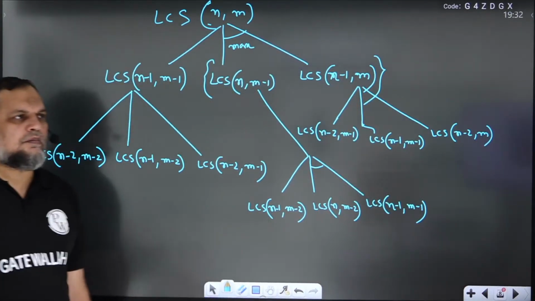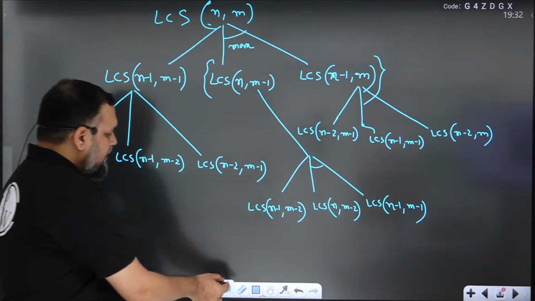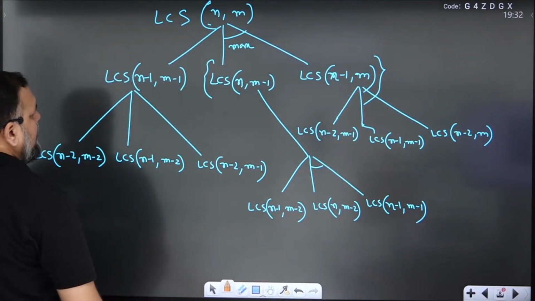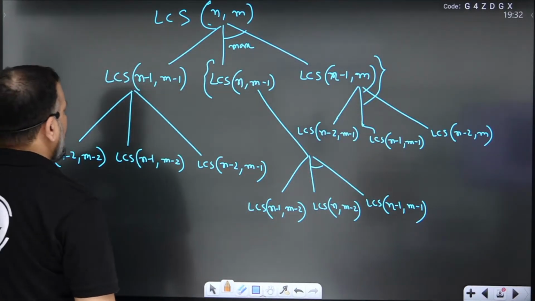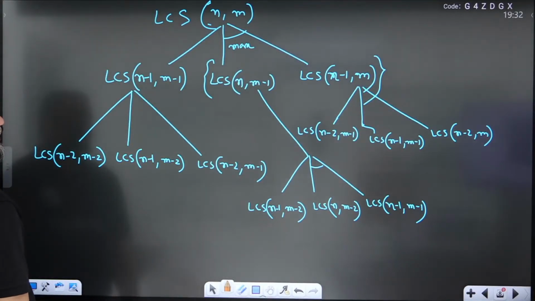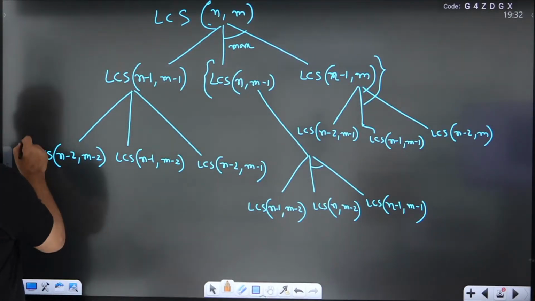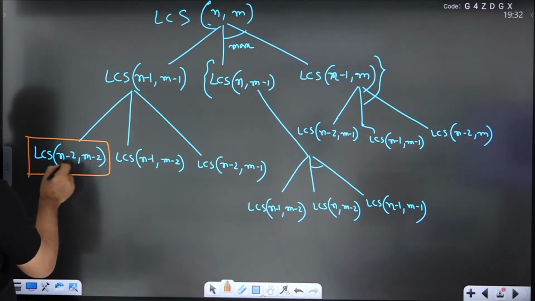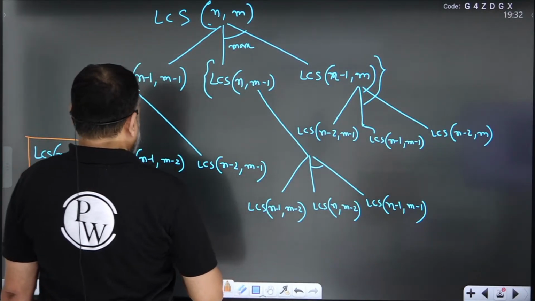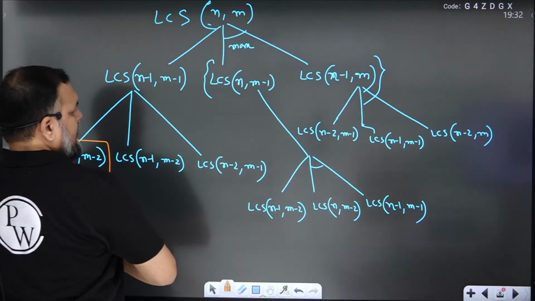देख लीजिए एक बार, समझ में आ गया derivation of the tree. अब यहीं पर हम बता देंगे where are the overlapping subproblems. Come on, कहाँ पर है overlapping subproblems? देखिए आप, यहाँ पर left में ले रहा हूँ मैं, LCS of n minus 2 m minus 2, n minus 2 m minus 2.